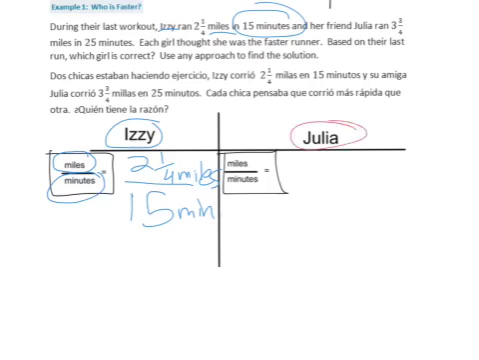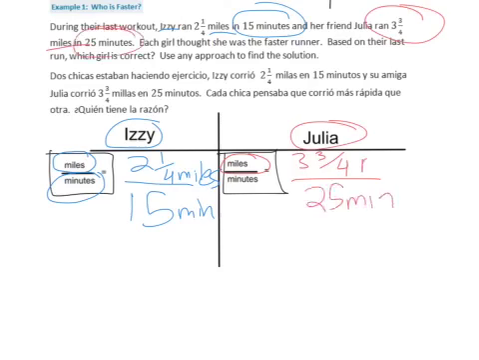So Julia ran how many miles? Let's find out. She ran 3 3/4 miles over how many minutes? 25 minutes. And I'm just abbreviating minutes as MIN. Now here's where our skills from the do now are going to come in handy. In the do now, we learned how to convert a mixed number into a fraction. So let's convert 2 1/4 into an improper fraction.